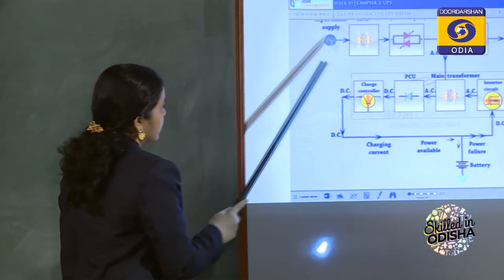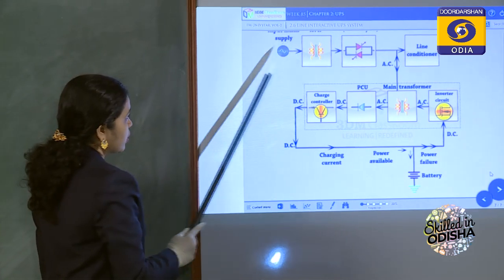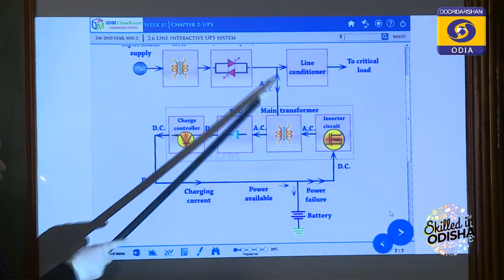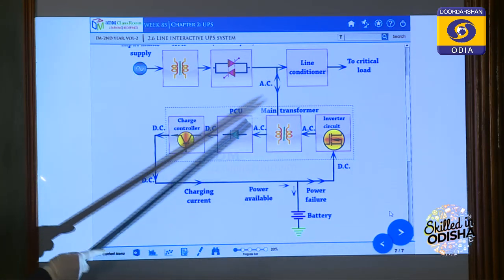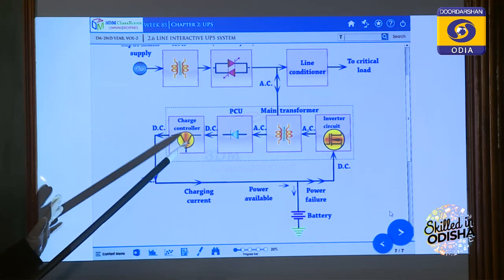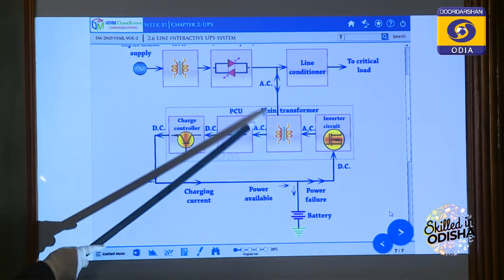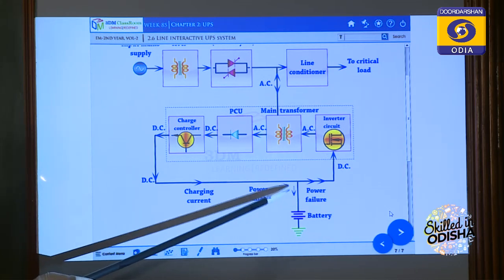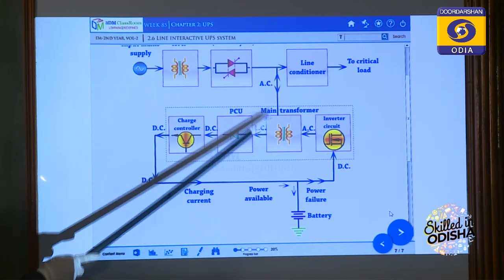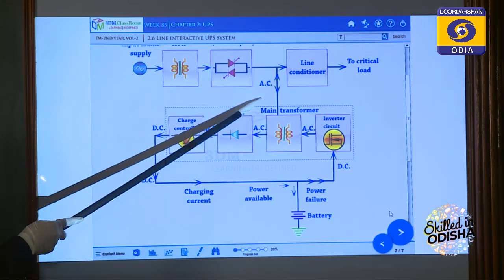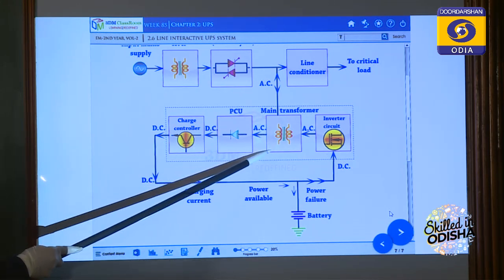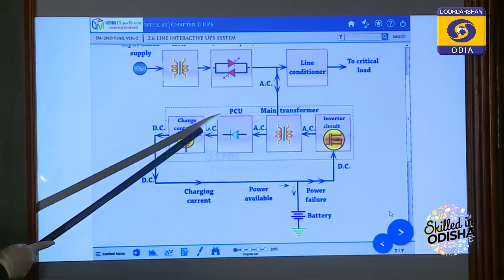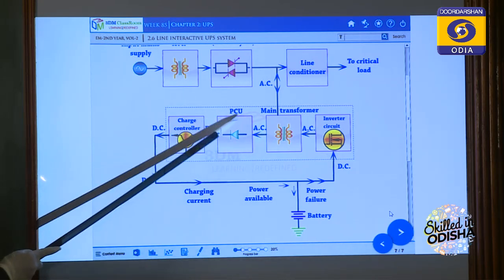Look here, this is the direction of the AC line, or the AC we are giving directly to our critical load, and some part of the AC also goes to a charging circuit, or DC converting circuit, by which some part of the AC we are converting to DC and storing that DC voltage in the battery. So what happens here, some part of the AC comes to the main transformer, and from the main transformer that AC current comes to the power control unit, PCU.